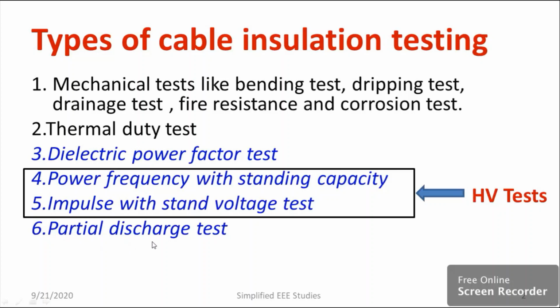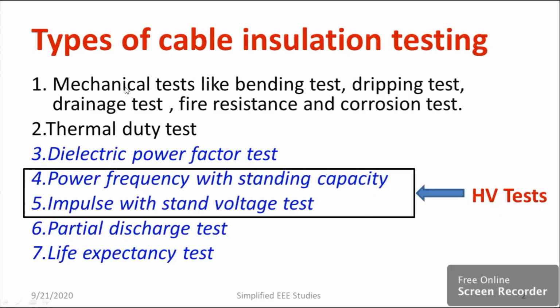And the sixth one is partial discharge test. And the seventh one is life expectancy test or life test. You can call it life test also. So these are the different varieties of testing which are applicable for cable and its insulation. So mechanical test, that is very simple. We need to check the rigidity of the given test piece. So normally these are the common procedures which come under mechanical test.